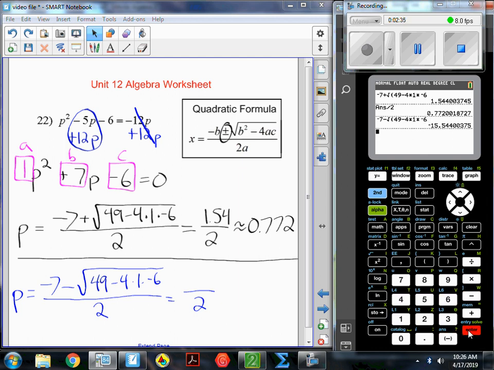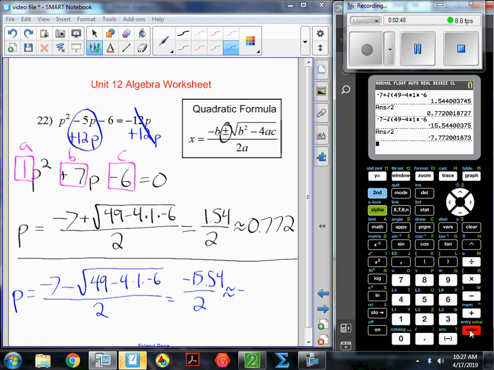Gives me negative 15.5 and change, divided by 2. So negative 7.772. Negative 15.54, approximately negative 7.772. And those are my two solutions.